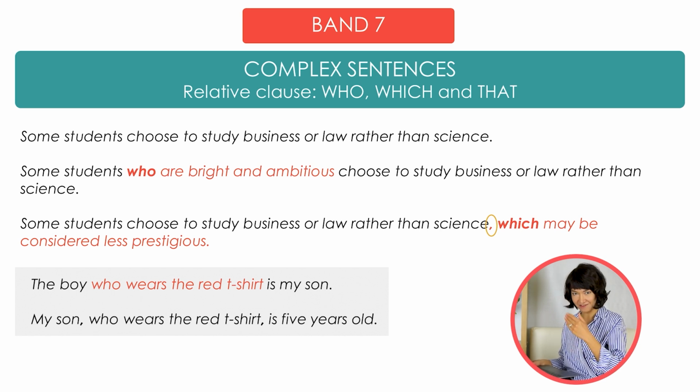So here we can remove it. My son is 5 years old. It's clear enough. That's why we use a comma before and a comma after the relative clause. Let's try to merge both types of our complex sentences into one. Here is what we get.